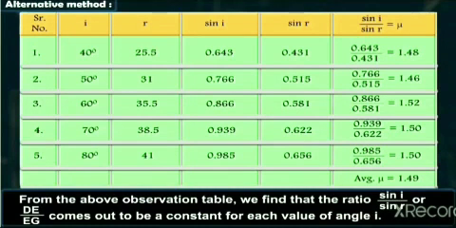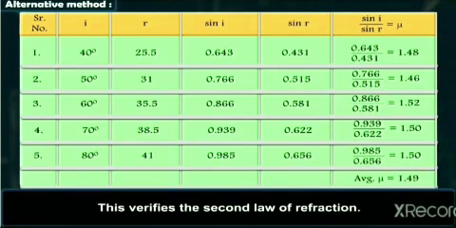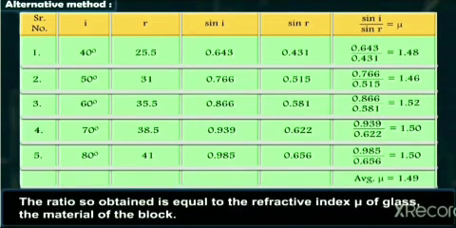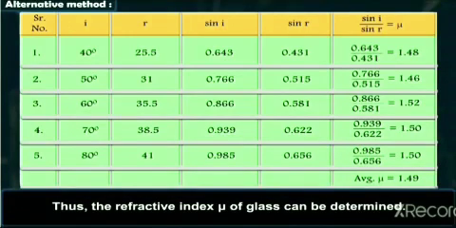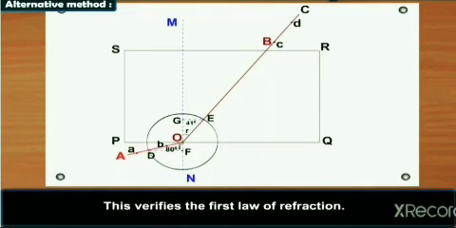From the above observation table, we find that the ratio sine I upon sine R or DF upon EG comes out to be a constant for each value of angle I. This verifies the second law of refraction. The ratio so obtained is equal to the refractive index mu of glass, the material of the block. Thus, the refractive index mu of glass can be determined. Further, the incident ray AO, the normal NOM at the point of incidence O, and the refracted ray OB are in the plane of paper, that is, in the same plane. This verifies the first law of refraction.